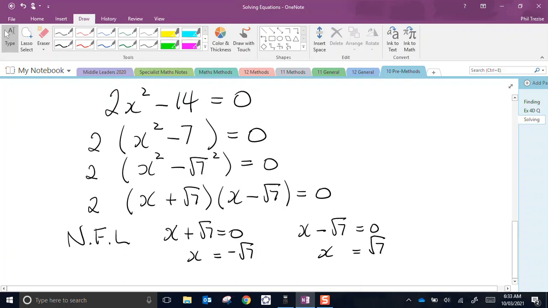Then, once factorised, once we have things which are multiplied together equal to 0, this is when the null factor law is useful. It must be a list of things multiplying together equal to 0 before we apply the null factor law.